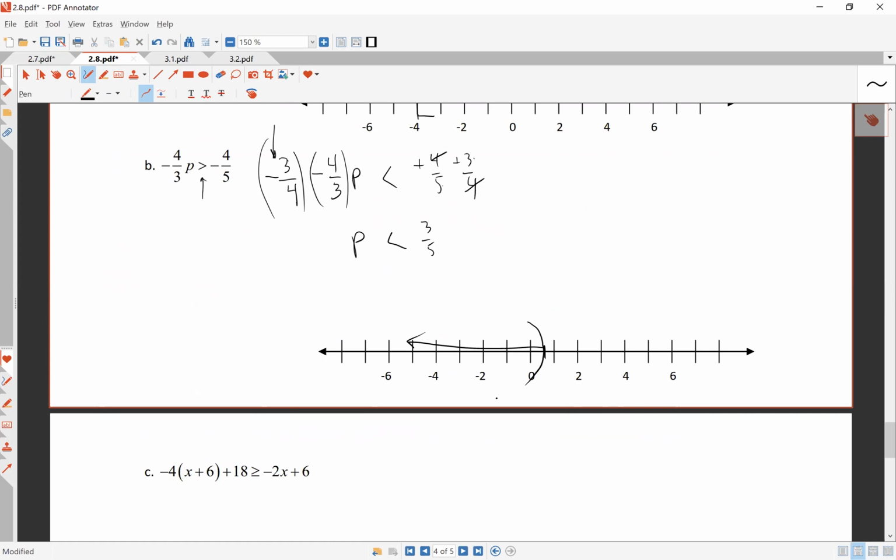Interval notation is from the left, which is negative infinity, to the right, 3/5. Parenthesis. And then set builder notation is the set of the variables such that p is less than 3/5.